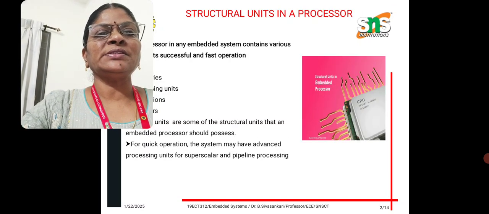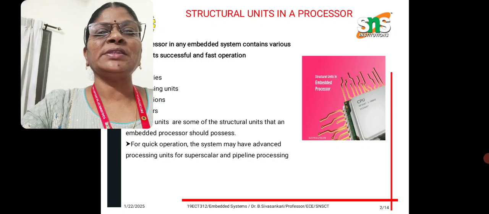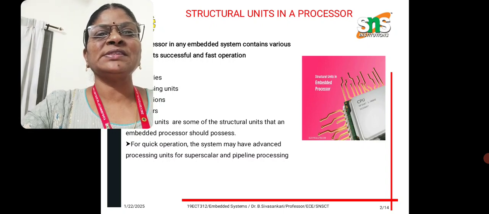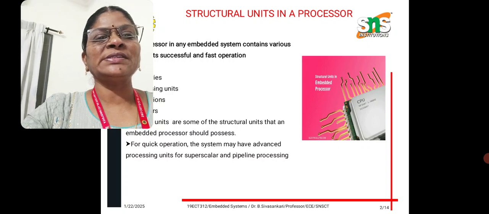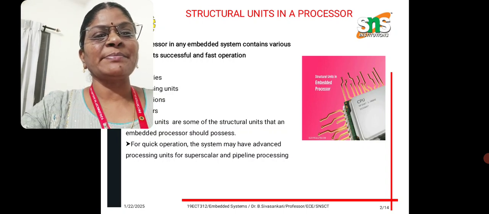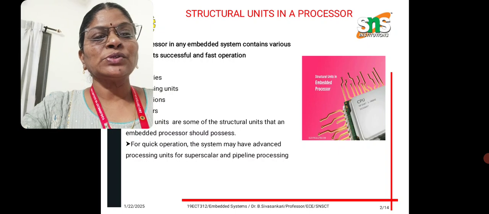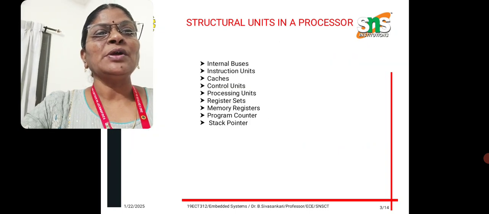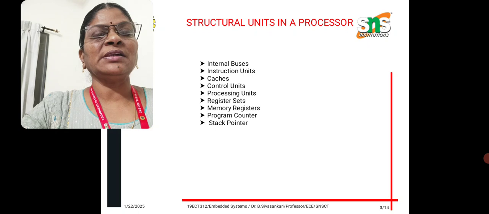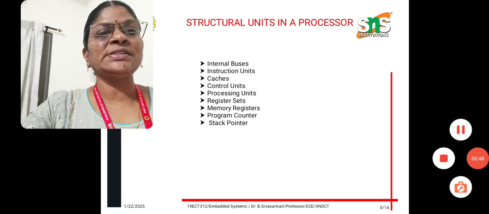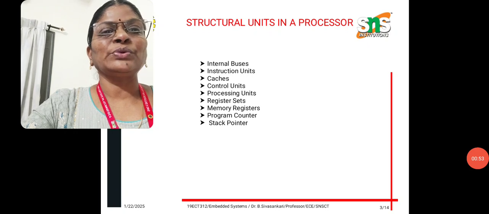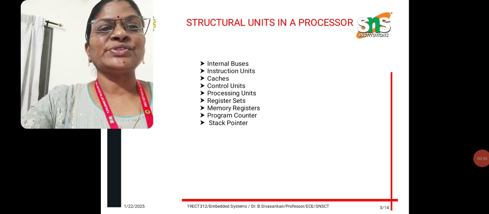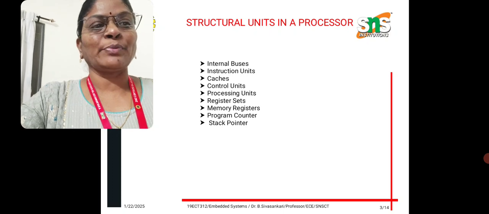The structural units in the processor of an embedded system contain various units for successful and fast operations, like control units, processing units, accumulator, and other units that an embedded processor should process. For quick operation, the system may have advanced processing units for superscalar and pipeline processing. These are the structural units in a processor: internal buses, instruction units, caches and control units, then processing units, register sets, memory registers, program counters and stack pointers.